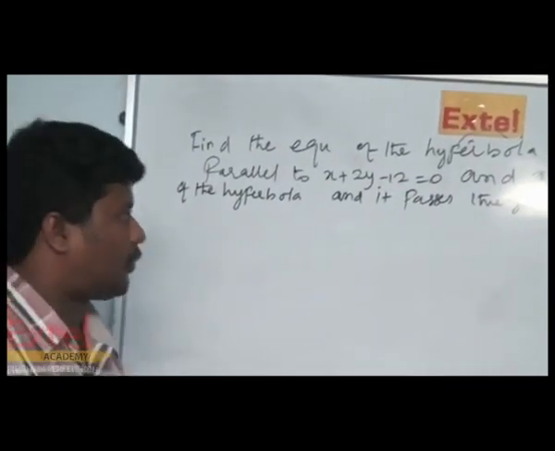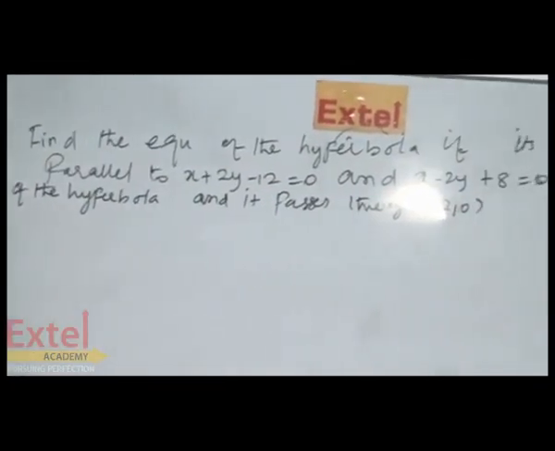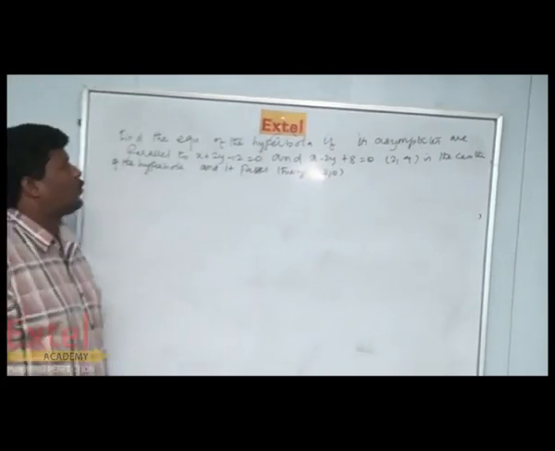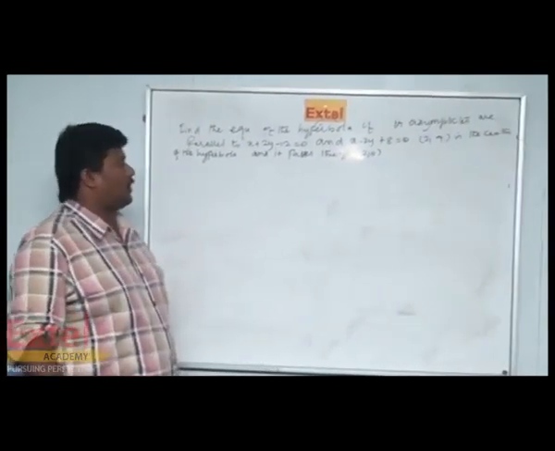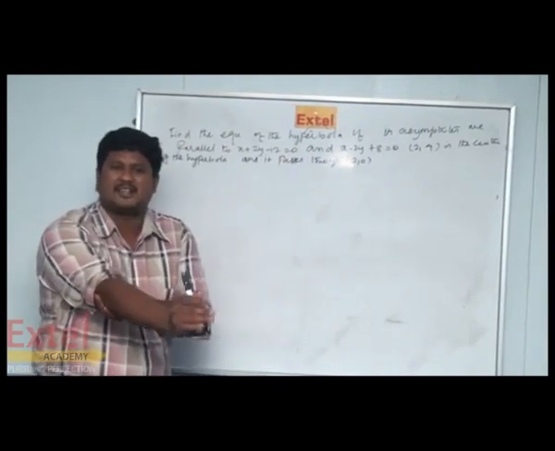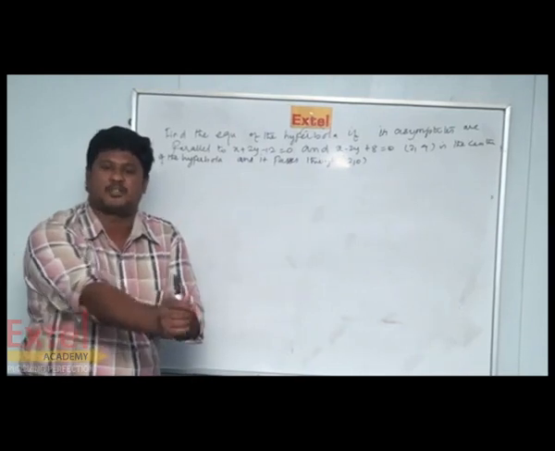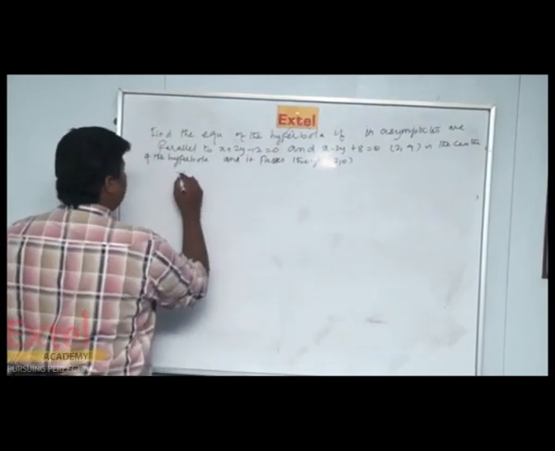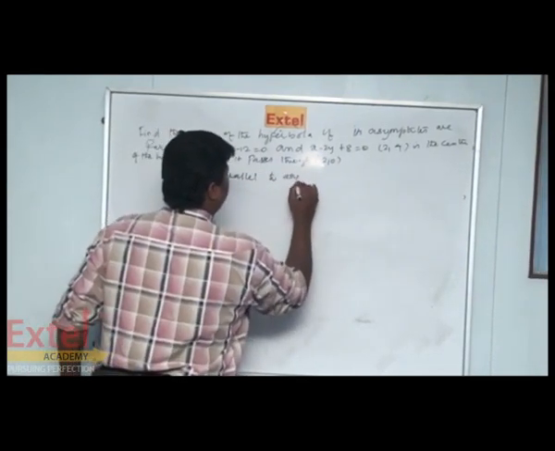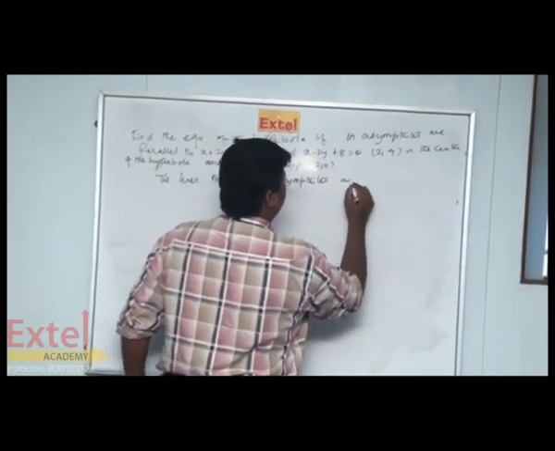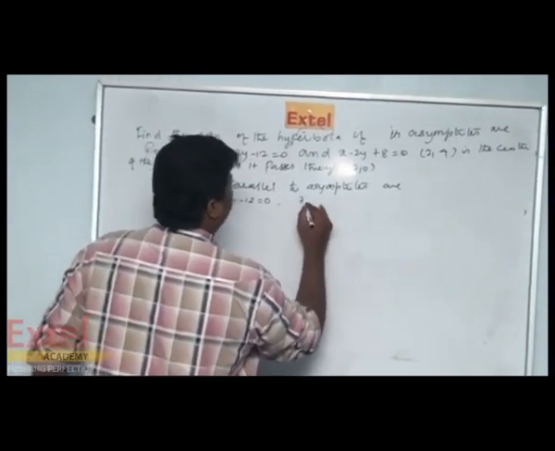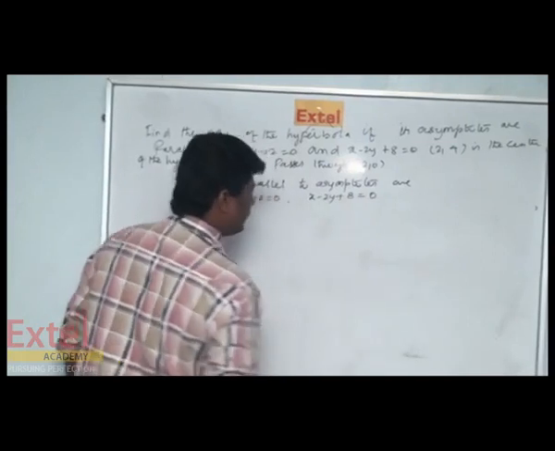Find the equation of the hyperbola if its asymptotes are parallel to x plus 2y minus 12 equal to 0 and x minus 2y plus 8 equal to 0, (2, 4) is the center of the hyperbola and the hyperbola passes through (2, 0). Now in the first line, it is given that the two lines are parallel to its asymptotes. So let us find the lines parallel to asymptotes. What are the two lines? x plus 2y minus 12 equal to 0 and x minus 2y plus 8 equal to 0.